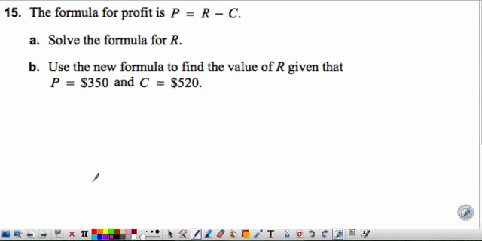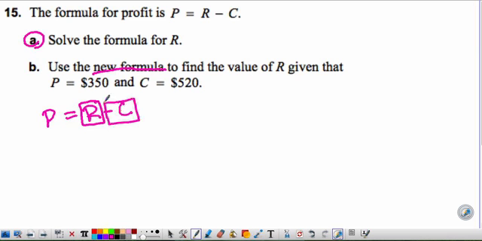Let's look at 15. Y'all stay with me. It says the formula for profit is P equals R minus C. Solve for R. You have to do that first, because B says use the new formula. If you don't solve for R, you have no new formula. So let's do that. I'm going to bring it down here. I have P equals R minus C. I am solving for R. So I need to add C.